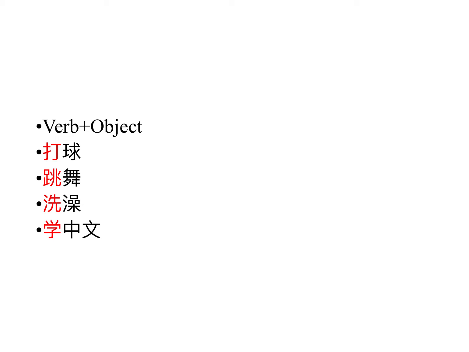So we have more verbs like 会说日本话, right? We have 打球, for example. 打 is a verb, 球 is an object. We have 跳舞, 跳 is a verb, 舞 is the object. We have 洗澡, 洗 is a verb, 澡 is the object. We have 学中文, 学 is a verb, and 中文 is the object.